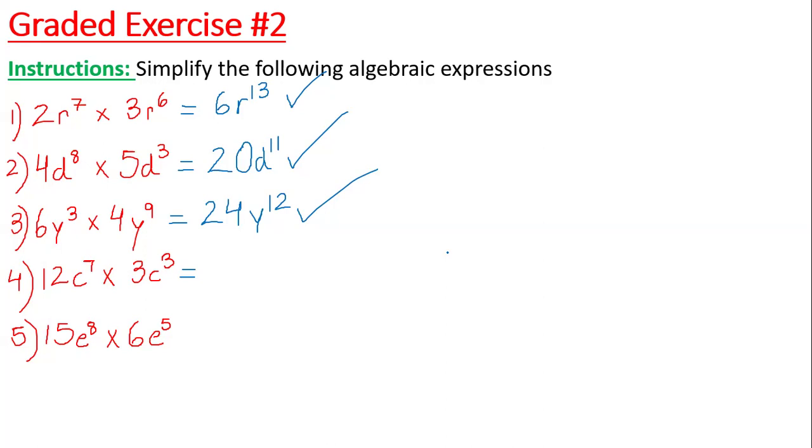36, 3... 36. You said 3. Where did you get the 3 from? Sorry, 36C, 10. It's not C10, it's C to the power of 10. Yes, sir. Very good. So 36C to the power of 10, or 12C to the power of 7 times 3C to the power of 3.